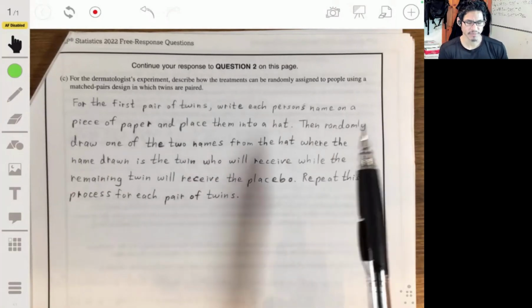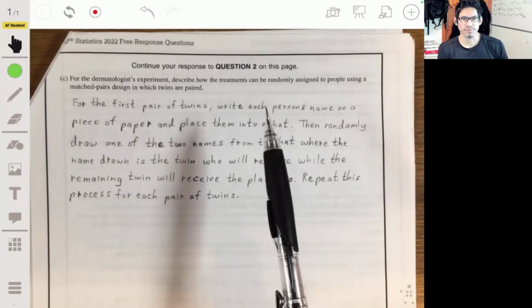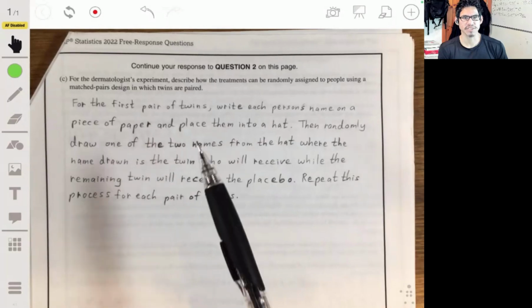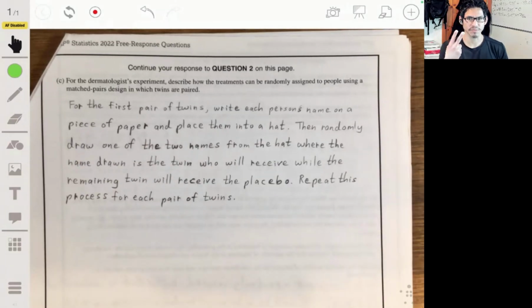But I basically said that for the first pair of twins, write each person's name on a piece of paper and place it into a hat. So just place 2 pieces of paper at a time. Then from those 2 pieces of paper, randomly draw one, and the name you draw is going to be the twin that's going to receive the drug. And the one that you don't draw is going to be the one that receives the placebo. And you repeat this for all the pairs of twins.